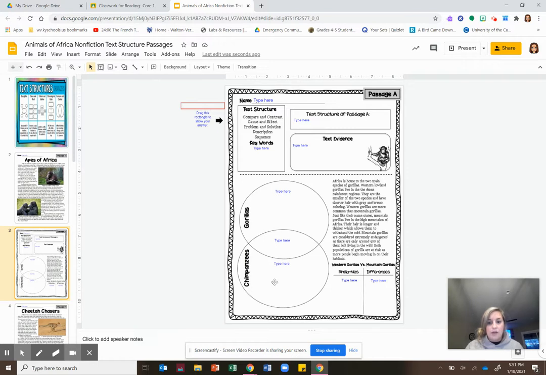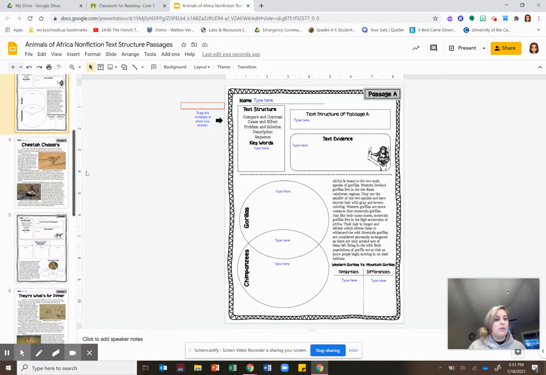Once you have done that, you are going to read this little paragraph right here, and you're just going to give me 1 similarity and 1 difference. How are the western gorillas and the mountain gorillas similar? And what's 1 way they are different? So passage A is going to be compare and contrast. It's just a matter of filling this out.